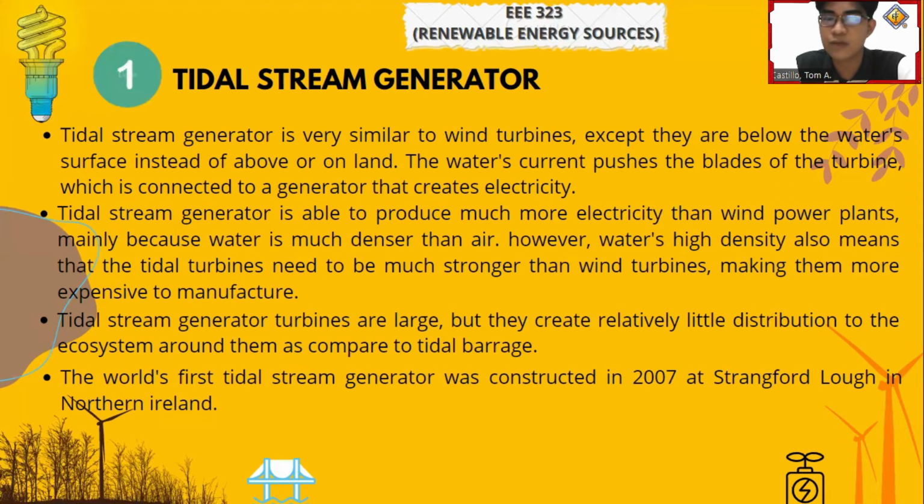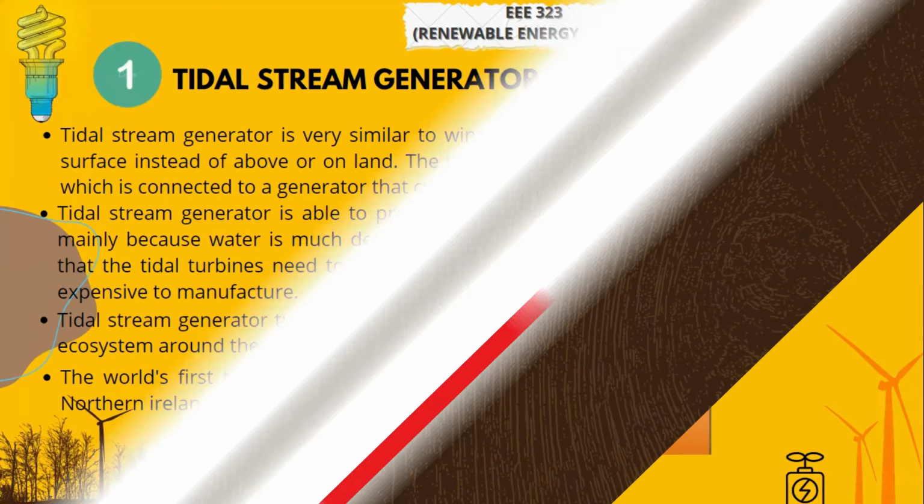Samantalang sa tidal stream generator, kailangan mo ng agos ng tubig para mapaikot mo yung turbine para maka-generate ng electricity. Ang advantage ng tidal stream generator sa wind power plants is nakakapag-produce siya ng much more electricity kasi yung water is much denser than air. Yun nga lang, mas mahal to kaysa sa wind turbines kasi nga yung water is much denser than air, kaya kailangan mas stronger to kaysa sa wind turbines.